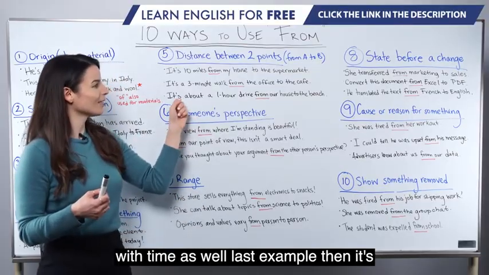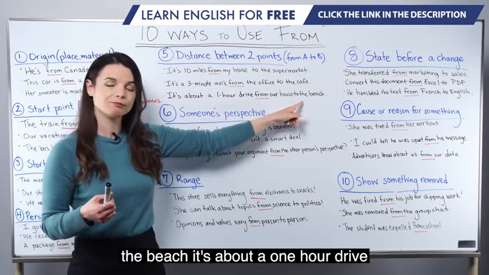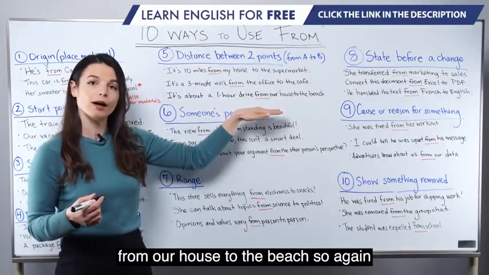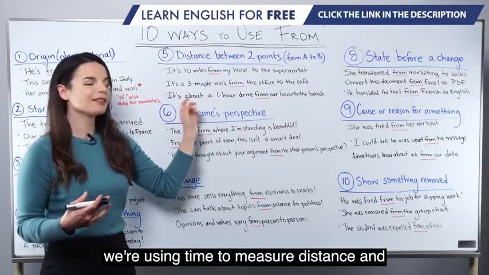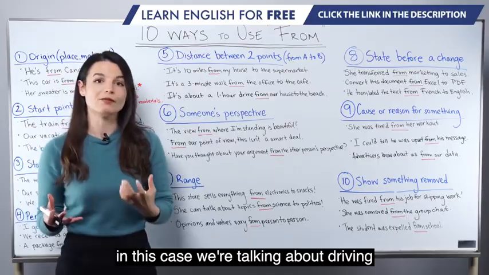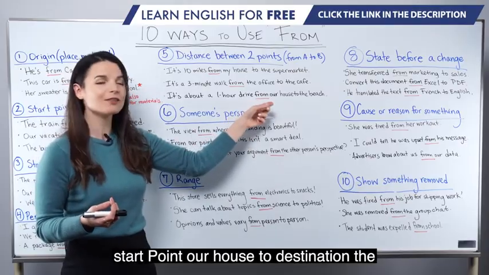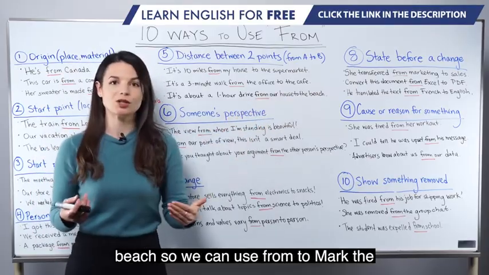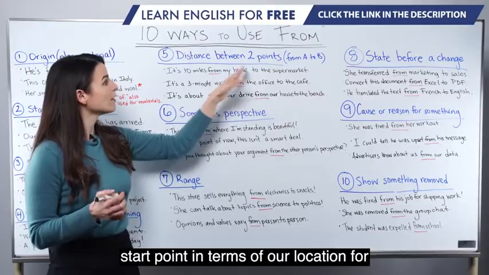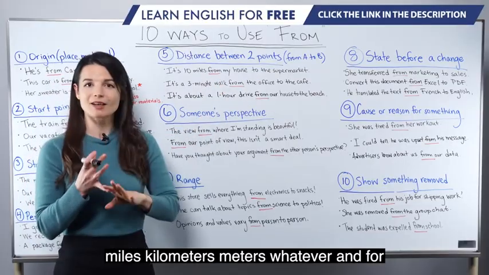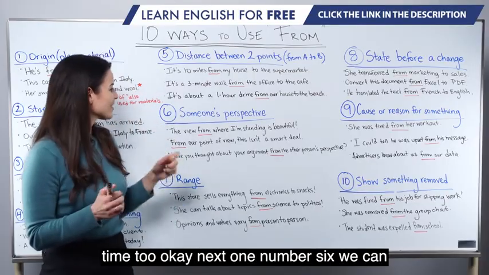So we can use this to express distance in this way with time as well. Last example then. It's about a 1-hour drive from our house to the beach. So again, we're using time to measure distance. And in this case, we're talking about driving a car somewhere. A 1-hour drive from start point, our house, to destination, the beach. So we can use from to mark the start point in terms of our location for miles, kilometers, meters, whatever, and for time too.